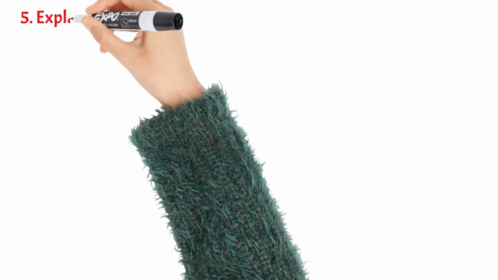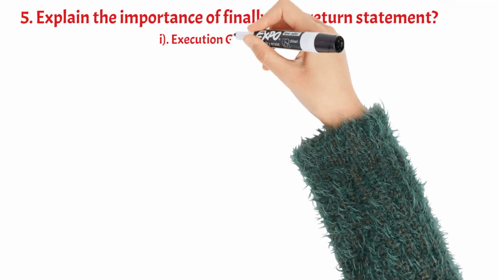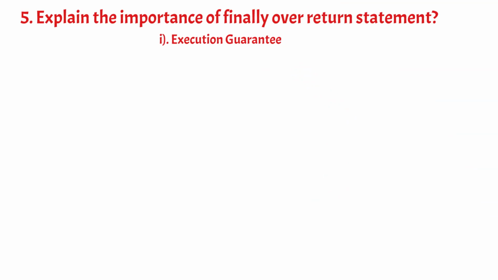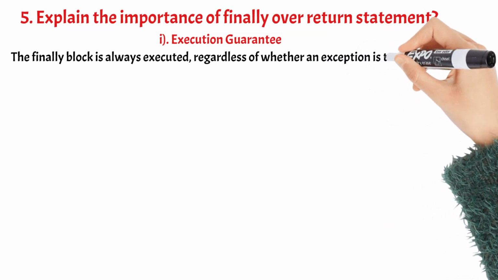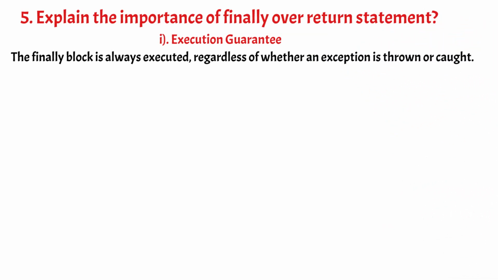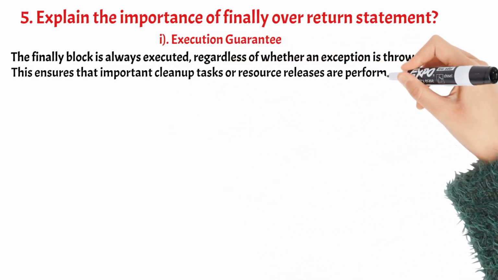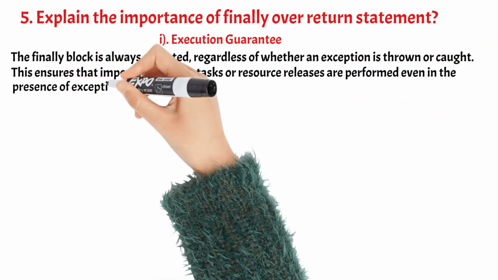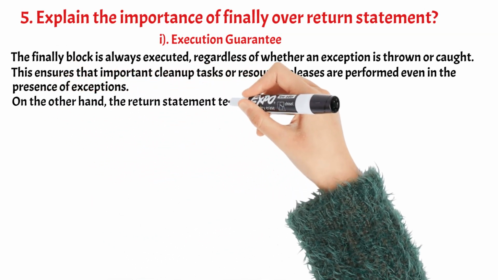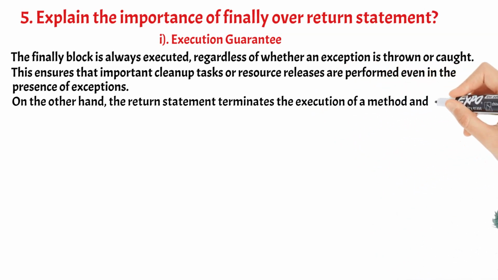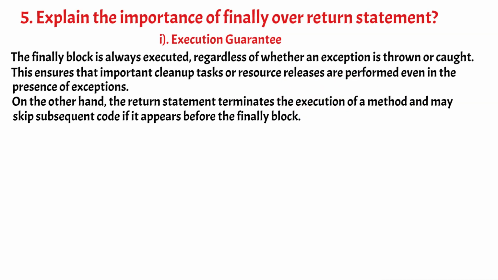5. Explain the importance of finally over return statement. 1. Execution guarantee. The finally block is always executed, regardless of whether an exception is thrown or caught. This ensures that important cleanup tasks or resource releases are performed even in the presence of exceptions. On the other hand, the return statement terminates the execution of a method and may skip subsequent code if it appears before the finally block.